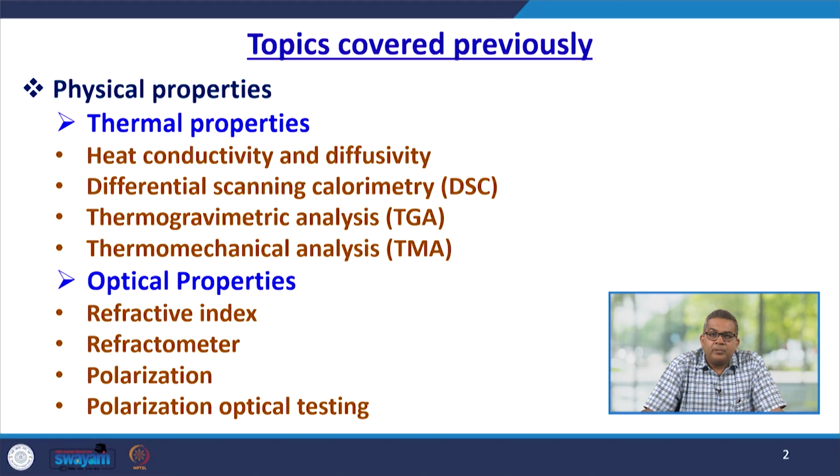Hello friends, welcome to the next segment of optical and physical properties under the heading of polymer testing. In the previous segment, we covered various thermal properties like heat conductivity and diffusivity, differential scanning calorimetry, thermogravimetric analysis, and thermomechanical analysis. Apart from this, we discussed the optical properties, in which the refractive index, refractometer, polarization and polarization optical testing were all covered.